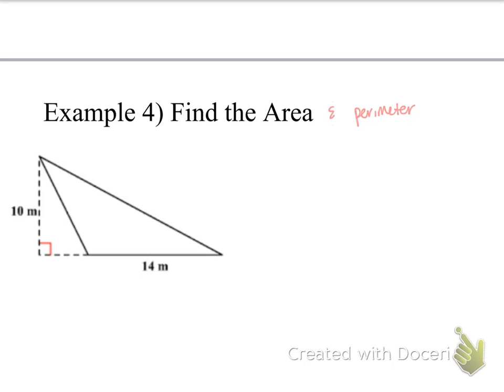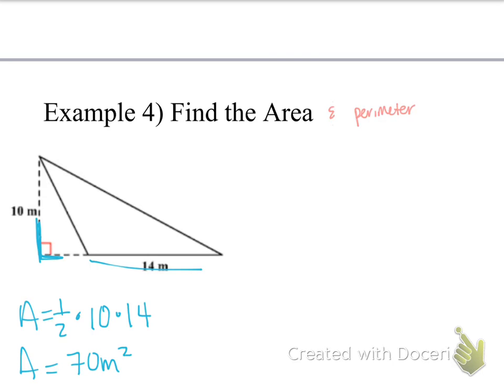Okay, my last one, we're going to find the area, and I'm going to add on perimeter to make it a little tougher. Okay, so I find my right angle. A equals 1/2 times that 10 times the real length of my base. Okay, so I got A equals half of 14 is 7 times 10 is 70. Okay, perimeter is the perimeter of my actual figure.